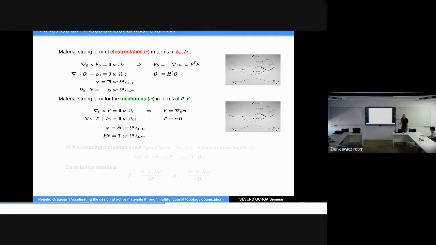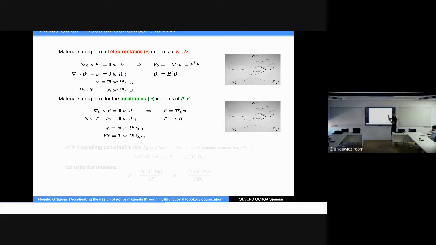The mechanics equations are actually identical. So this equation is nothing else than the compatibility equation, which is very similar to the Ampere law. Basically, that the rotational of the deformation gradient tensor is 0, which can be satisfied if you define F as the material gradient of your mapping phi. Okay, it's essentially the same. And then we have the equivalent to the Gauss law, which is the conservation of linear momentum. This P is the first Piola-Kirchhoff stress tensor, and this B0 is the volumetric force. And then again, Dirichlet and Neumann boundary conditions.